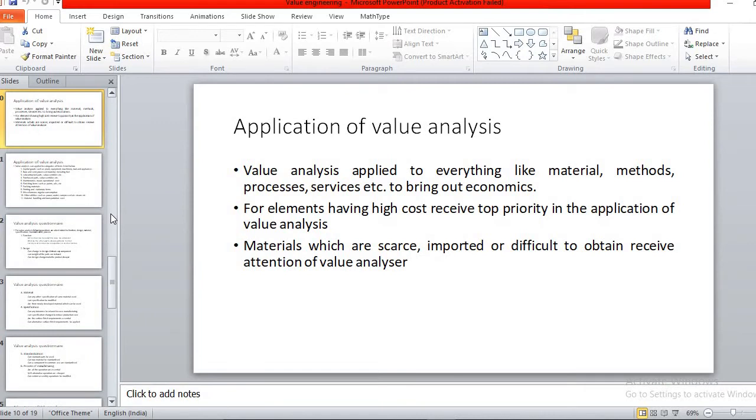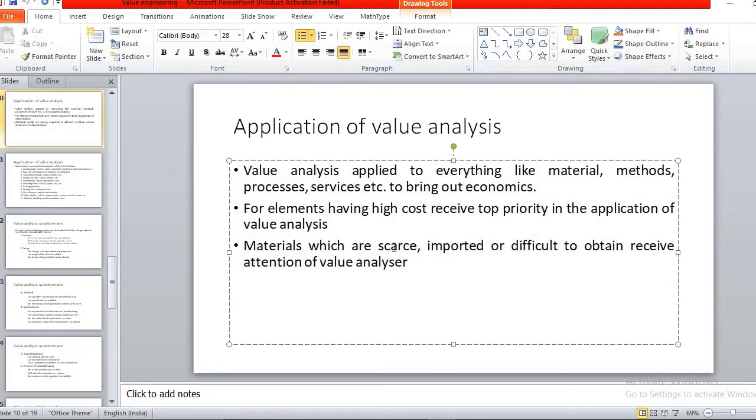to materials or resources. We can apply this value analysis to resources, material, method, process, services, etc. And we also apply it to the high cost elements, which have top priority in the application of value analysis, and also to those materials which have some shortage or scarceness. For these types of materials, we can apply value analysis and reduce the cost of that particular product.